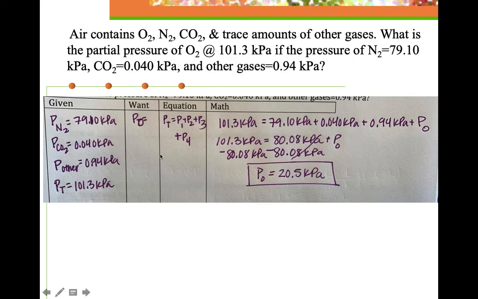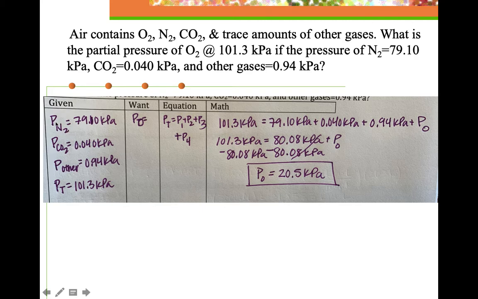So what might be a type of problem you see? You might see a problem that looks something like this. Air contains oxygen, nitrogen, carbon dioxide, and trace amounts of other gases. What is the partial pressure of oxygen at 101.3 kilopascals if the pressure of nitrogen is 79.10 kPa, carbon dioxide is 0.040 kPa, and the other gases equal 0.94 kPa?